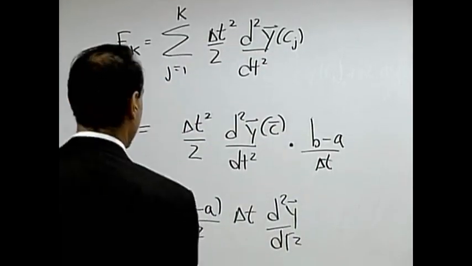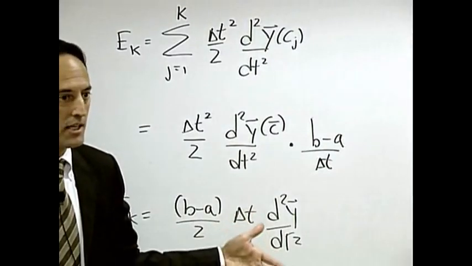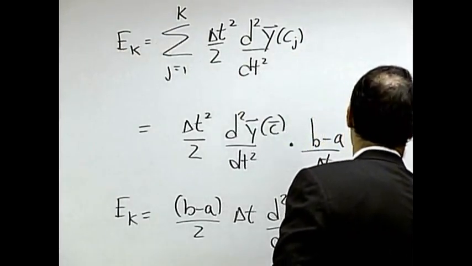Now here's the important thing about this formula. How does it scale with delta t? Because that's the one parameter you get to change. This is like order delta t.